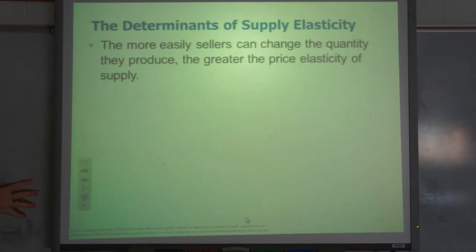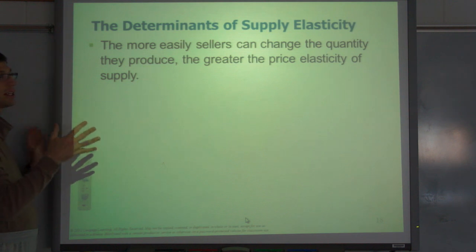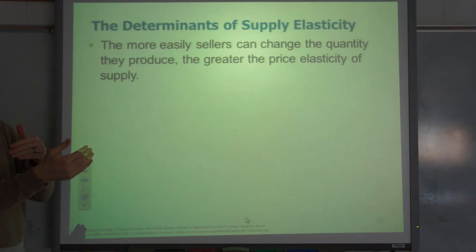Now, just quickly, we're going to talk about the determinants of the supply elasticity. Just what determines the shape of that curve? What determines whether producers are going to be responsive? That's all we're discussing here. It says the more easily sellers can change the quantity they produce, the greater the price elasticity of supply.